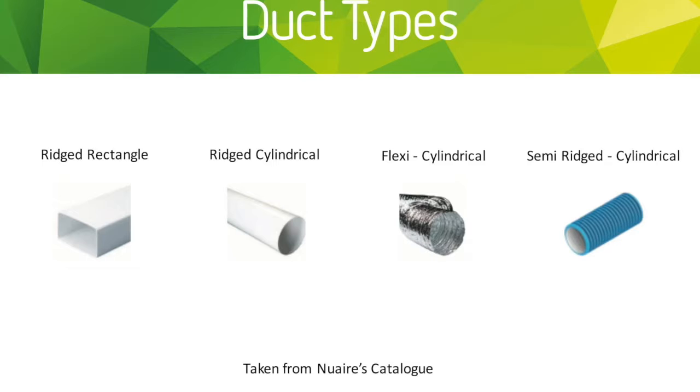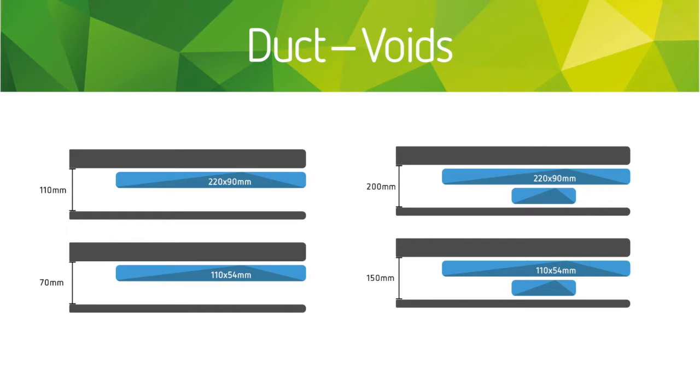And then there's the semi-rigid cylindrical duct, which is the one that is typically used for residential radial systems. They typically come in red or blue, and it's quite useful to color code them depending on if they're supply or extract ducts, but it's not essential. So what sort of voids should you allow? This is a sort of voids that you should allow for if you're using PVC ductwork. The most common sizes are 220 by 90 and 110 by 54.